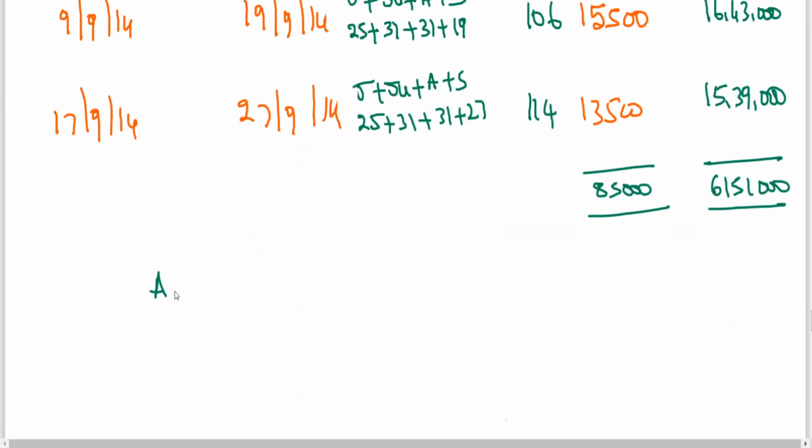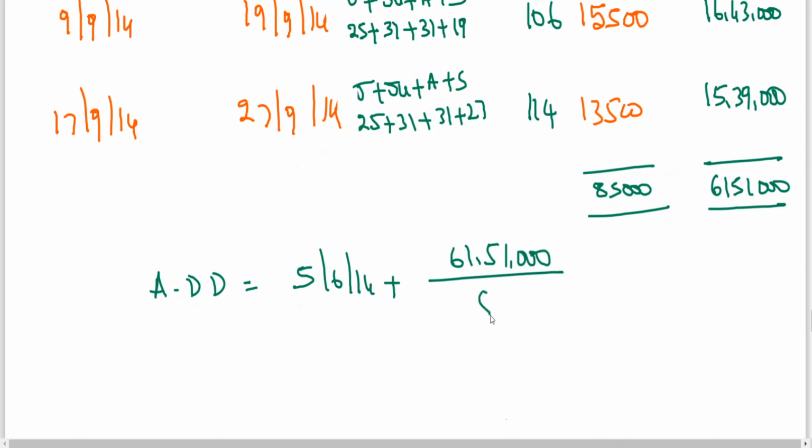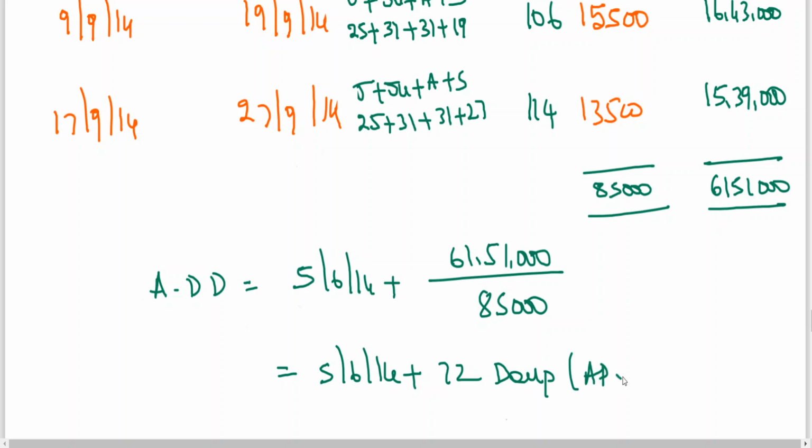Now, average due date is equal to that base date, 5th June 14, plus 61 lakhs 51,000 by 85,000. So that is 5th June 14 plus 72 days approximately. You add 5 days to this, you'll be getting 77 days.